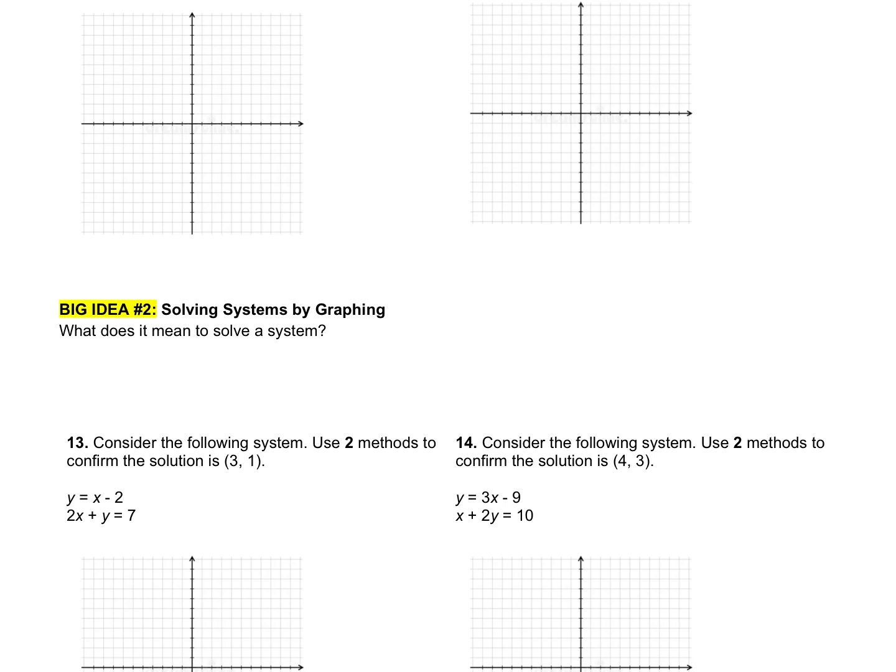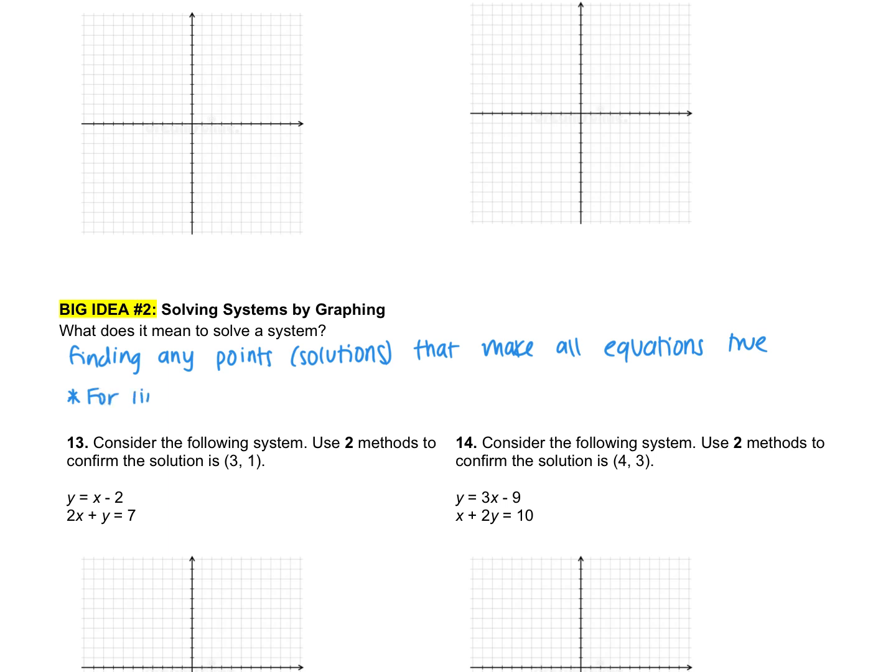What does it mean to solve a system? You are finding any points, and in parentheses, I'm going to put solutions, that make all equations true. So we are finding any points or any solutions that make all equations true. For lines, this will be the point of intersection.